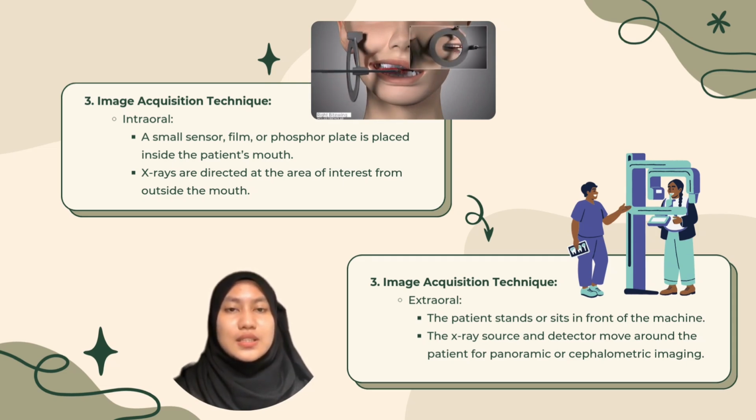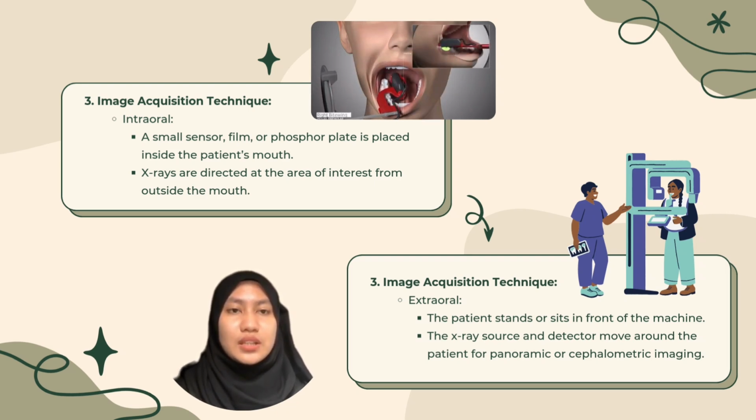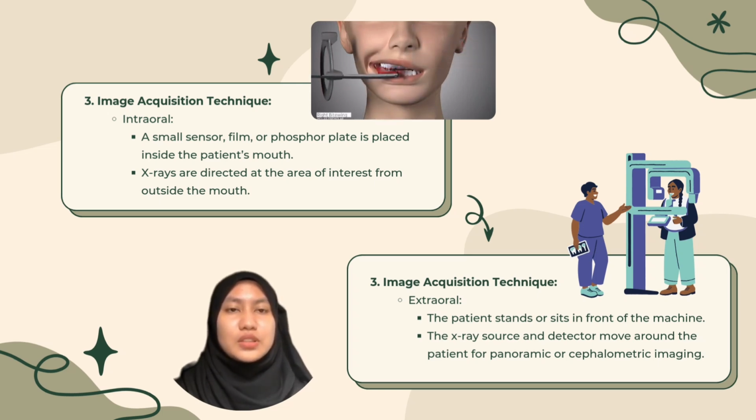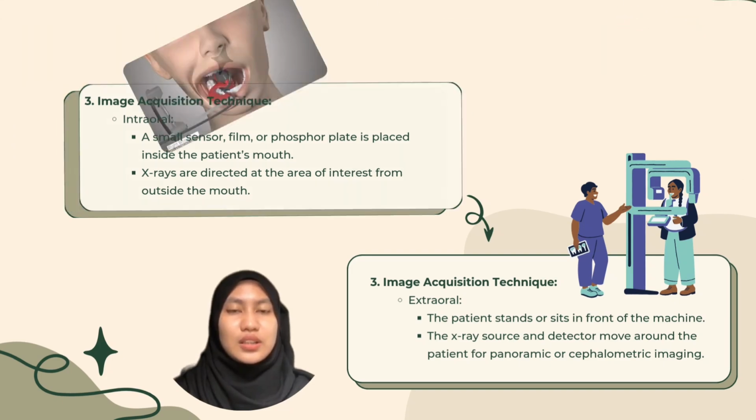Next is the extraoral technique. For the extraoral technique, the patients need to stand or sit in front of the machine. Here, the X-ray source and detector move around the patient's head, capturing images for purposes such as panoramic or cephalometric imaging. This approach provides a broader view, useful for diagnosing larger structures like the jaw or entire dental arch.